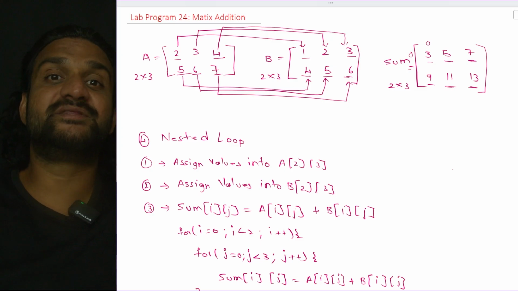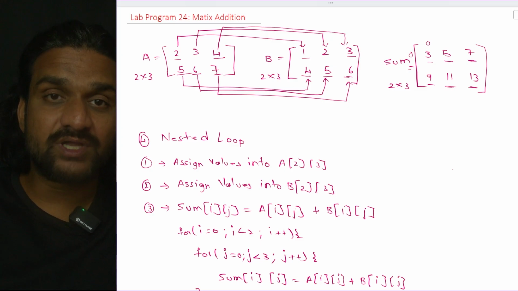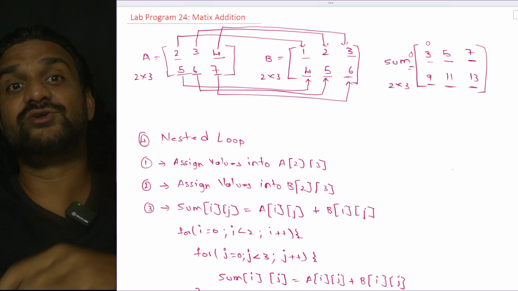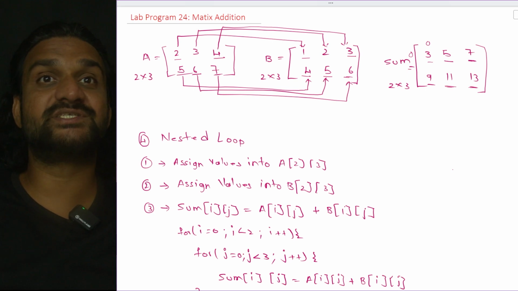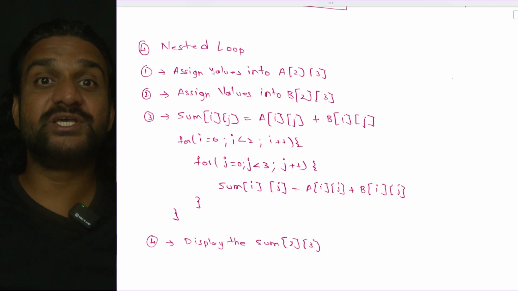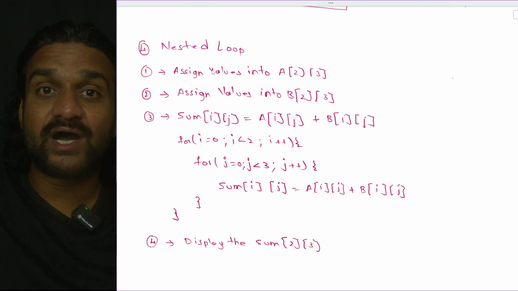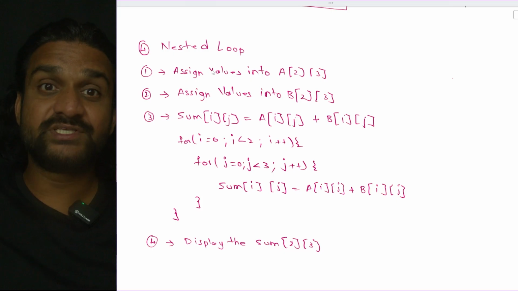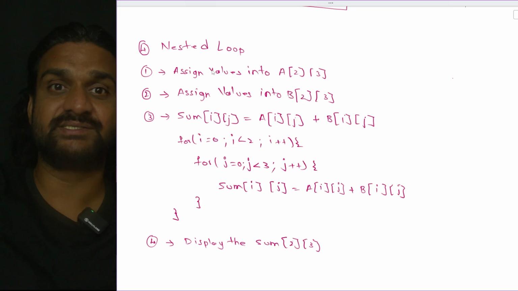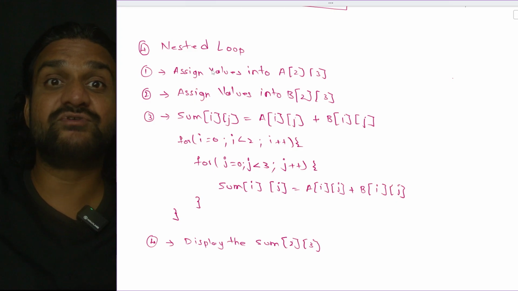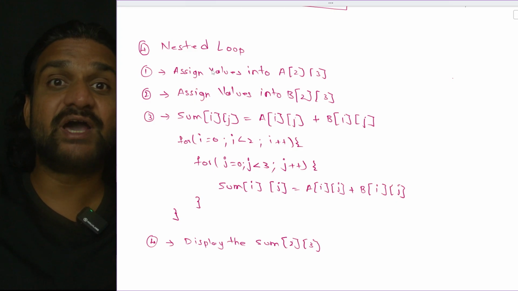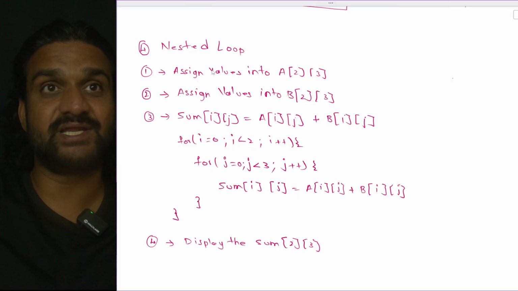Now, how to implement this concept? To implement this concept programmatically, we need 4 nested loops. Why do we need 4 nested loops? So that we will try to understand. The first nested loop is to assign the values onto the matrix A. We have seen how to assign the values into the matrices in our previous class. So there we have used a nested loop by using which we can assign the values onto a 2-dimensional array.